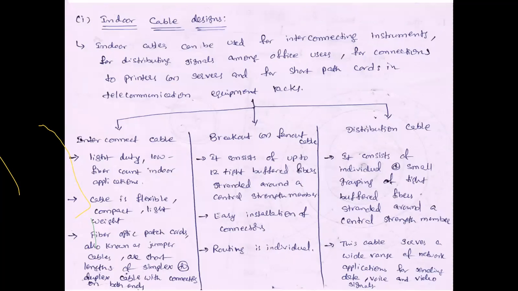Now again we have to move to indoor cable designs. That is, suppose we have to fix the network inside the building. At that time, indoor cables can be used for interconnecting instruments, for distributing signals among the office users, for connections to printers, servers, for short patch cords in telecommunication equipment or racks. Suppose we are making a LAN connection between a number of systems inside the building, with connections to printers, scanners and servers using optical fiber cables. This is for indoor design.